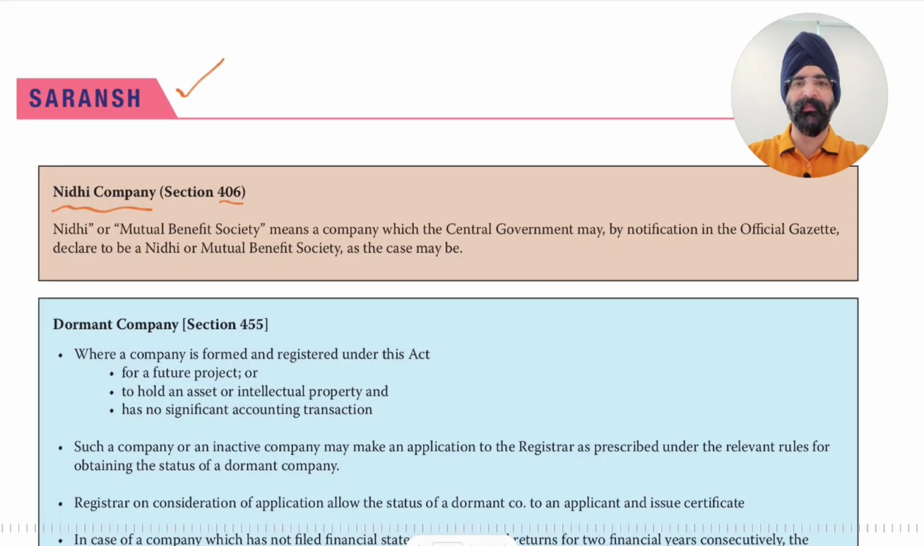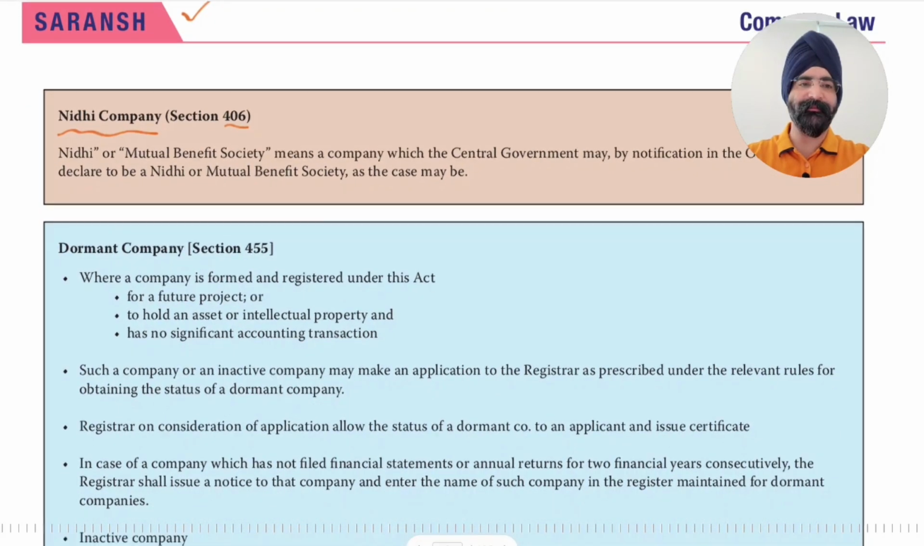So here the purpose is that people join together, accumulate resources so that they can buy things cheaper and maybe similar activities, but the intent is for mutual benefit. And next is dormant company.